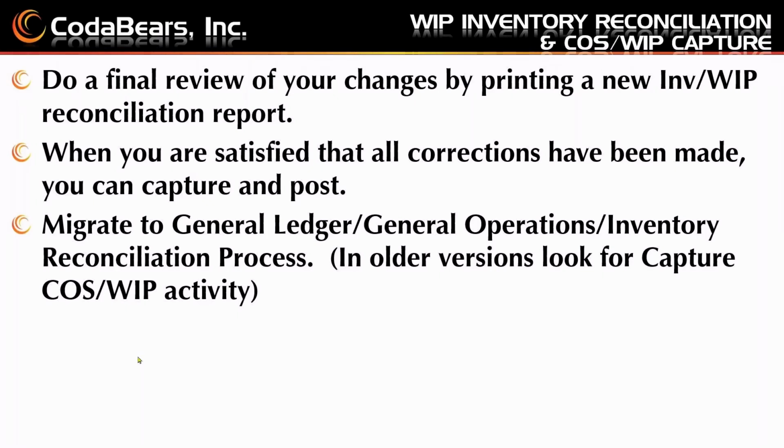So we're going to migrate over to the general ledger, general operations, inventory reconciliation process. If you're on an older version, you're going to look for capture cost of sales WIP activity. Epicor changed the name as we migrated to later versions. So either one, it's exactly the same process. It just depends on where you're going to find that in your system.